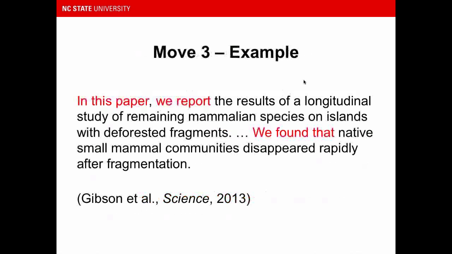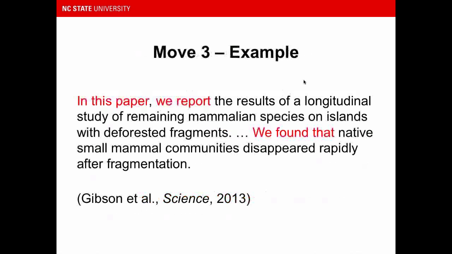Move 3 of this article on deforestation was very clear. They stated, in this paper, we report the results of a longitudinal study of remaining mammalian species on islands with deforested fragments. So here they're outlining the purpose and or main features of the study, right? They're saying, okay, this is the purpose, we're reporting the results of this longitudinal study, and the main feature here is that it's a longitudinal study on remaining mammalian species.